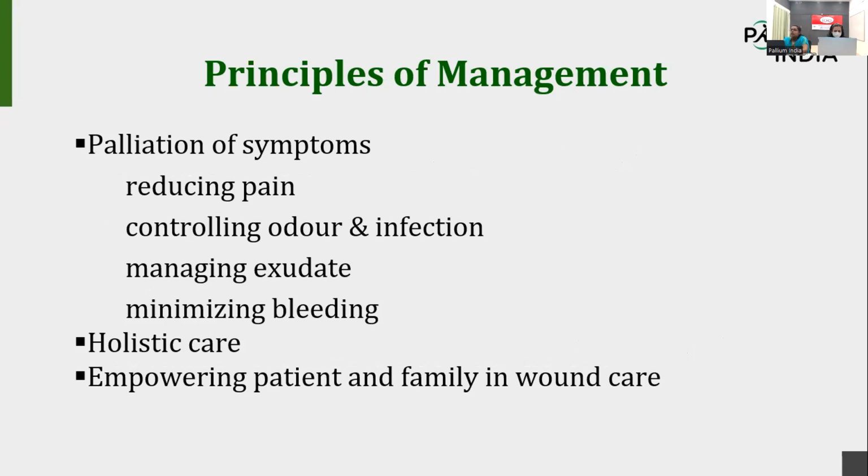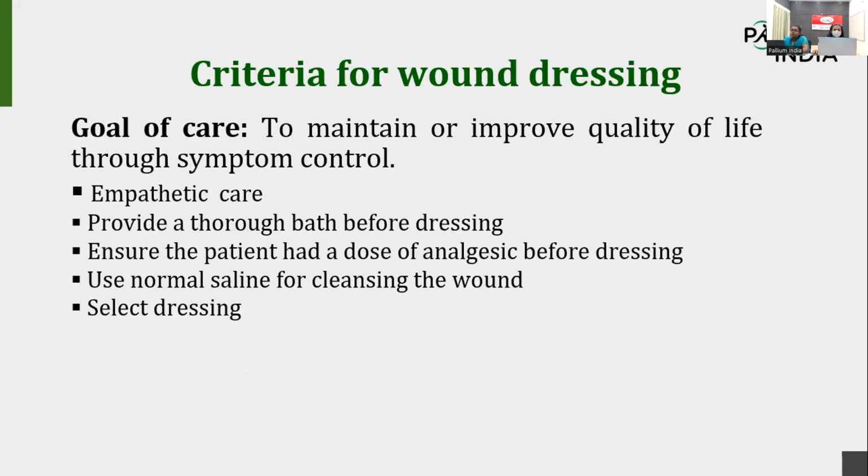And if there is a wound, you can control their infection, try to control exudates and minimize bleeding. Holistic care is here: this patient needs total care, four aspects of care. Empowering patient and family in wound care. We are not able to go to their house every day and do the dressings, but you can train the caregivers too.